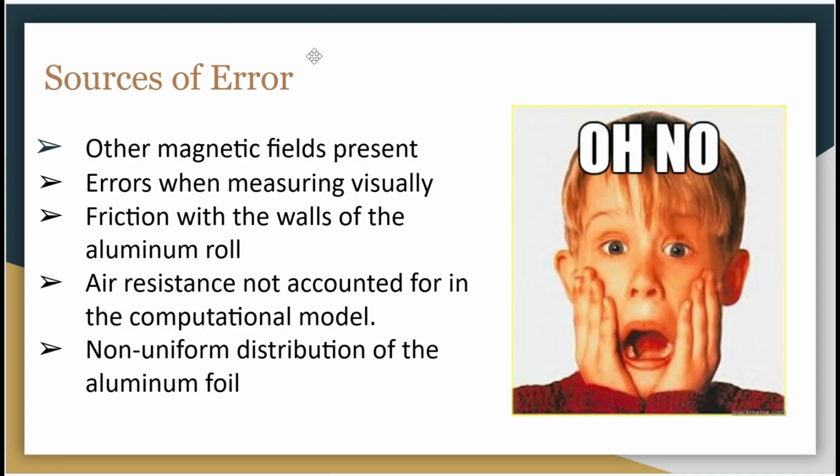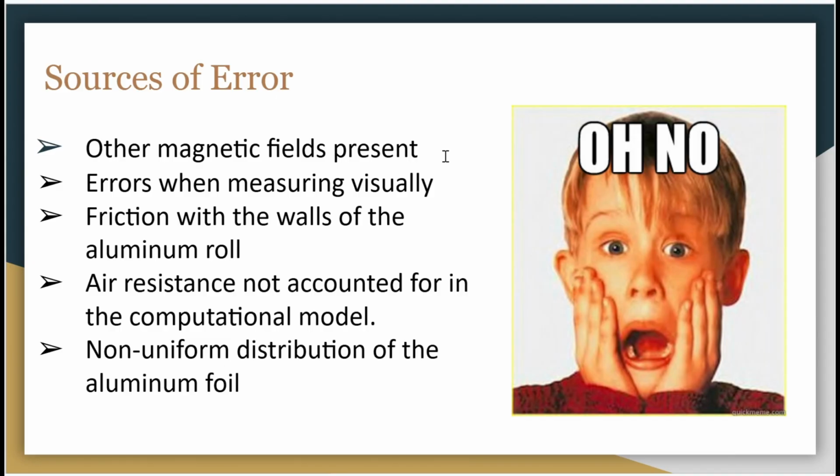Sources of error. Some sources of error as such. Other magnetic fields were definitely present. We had magnets flying around left and right, and we had people playing with magnets. Probably could add a little bit of error in our experimentation. Errors when measuring visually. That's when we were checking out the timestamps. We definitely made a lot of errors. We were kind of just rough sketching out when it entered and exited, and that could have easily added some error. Friction with the walls of the aluminum roll.